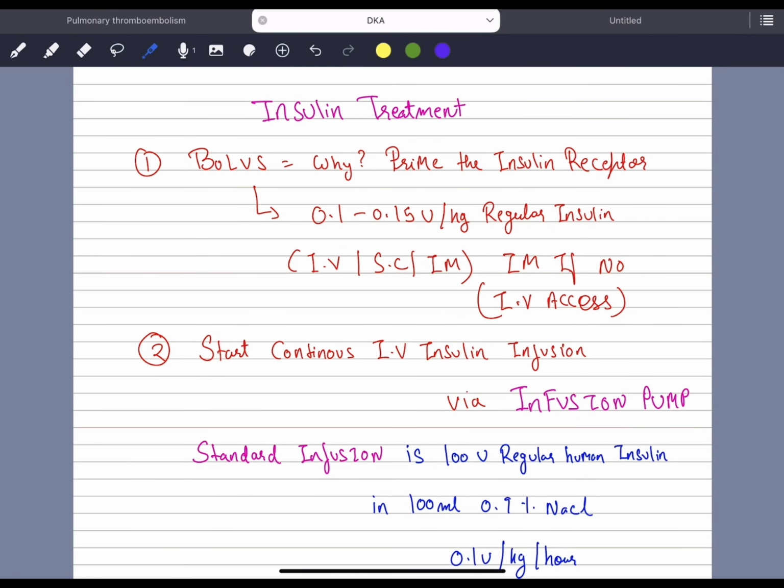Now moving forward to the insulin treatment. Now we will give insulin at a dose of 0.1 to 0.15 unit per kg. But first we will give it as a bolus, not an infusion. Why? To sensitize the insulin receptor to the upcoming insulin, we give bolus insulin so that the insulin resistance is a bit lowered. So our next infusion will work.